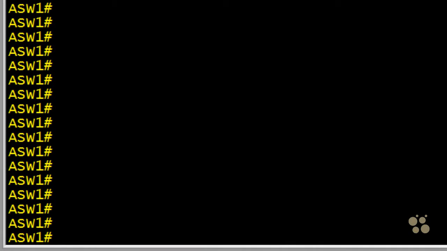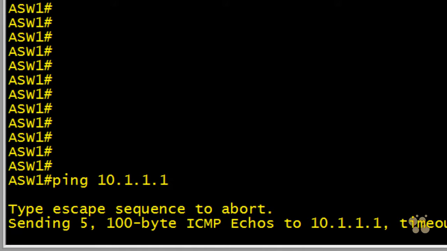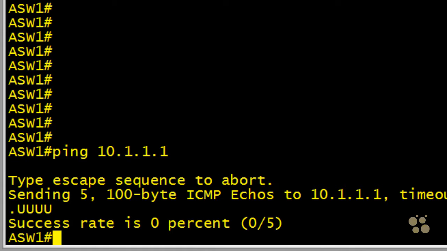Let's begin right here on ASW1, and let's go for a ping to 10.1.1.1, which is the IP address owned by R1. And sure enough, we can't get there. However, we do have some U messages, which means unreachable. So some device in the path is talking back to us saying, hey, I can't get there. I can't forward your packet.